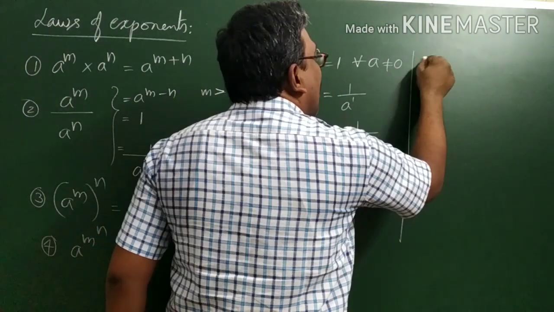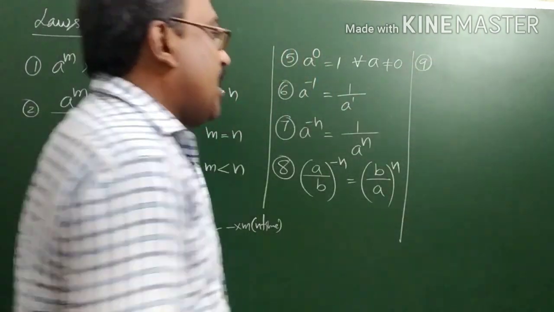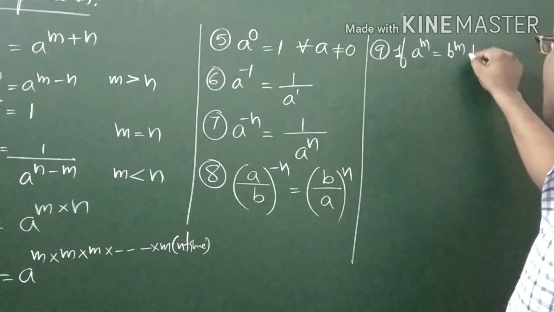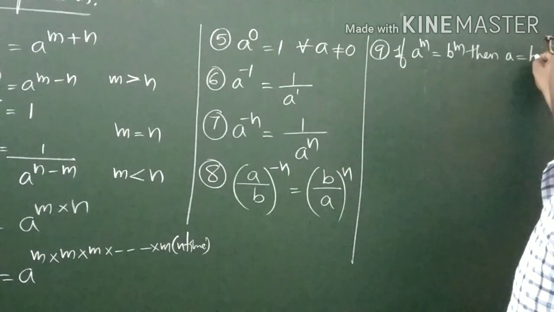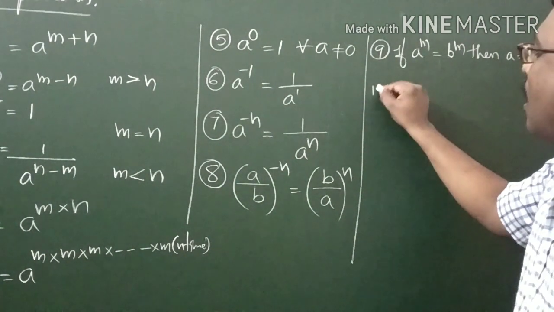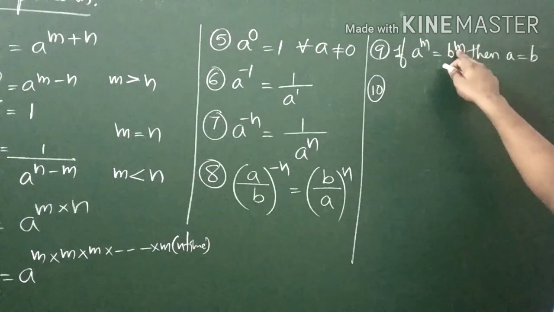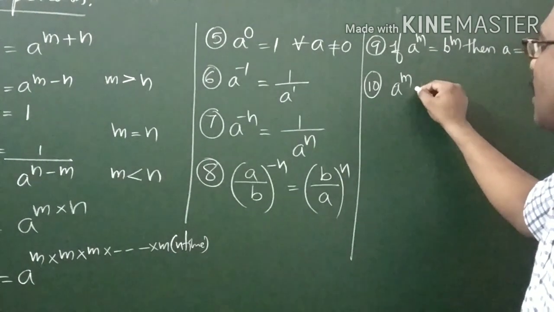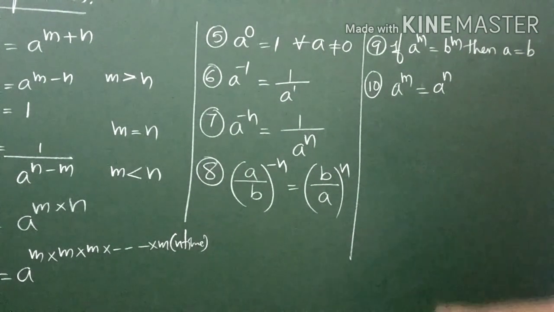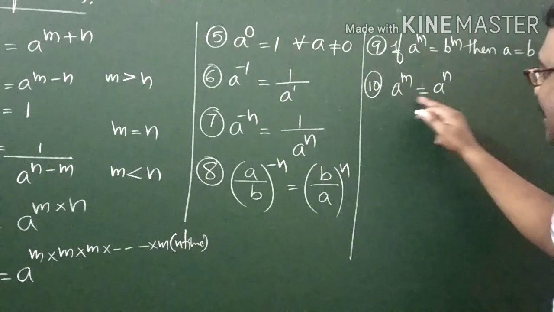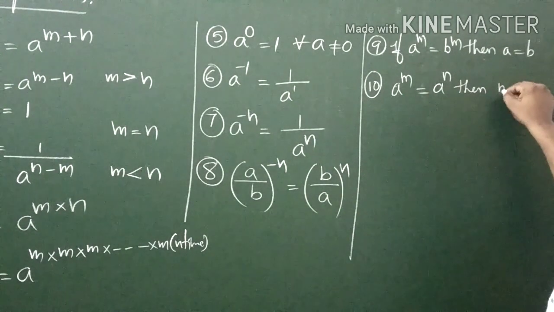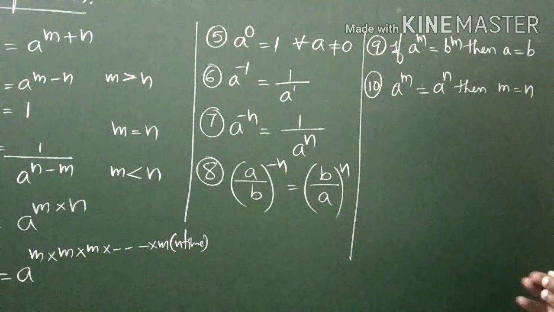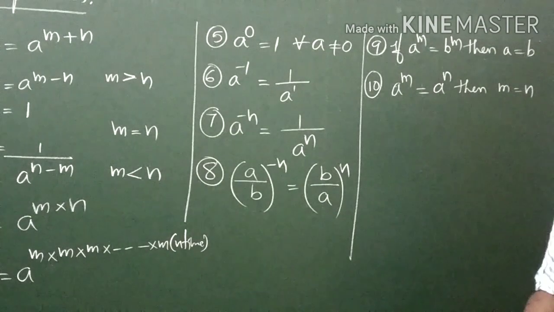Next, your ninth formula. Okay, ninth formula. If a power m is equal to b power m, then we can write a is equal to b. Okay, here exponents are equal, so bases are equal. If bases are equal, a power m is equal to a to the power of n, then their exponents are also equal. These 10 are basic formulae in laws of exponents.